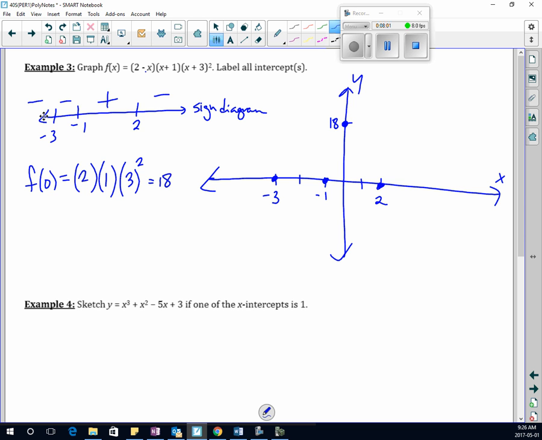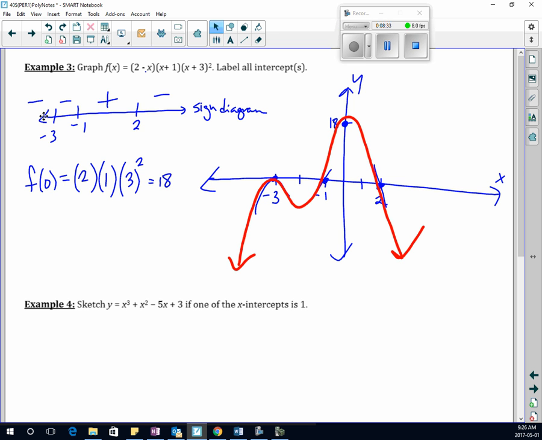Does everybody see that we're going to have negative, negative? So that's going to be like that. At the -1, it's going straight through. At the +2, it's going straight through. Do you see how I'm doing this? It's got to hit the 18 at the same time. So there we go. What do you think? Pretty good?